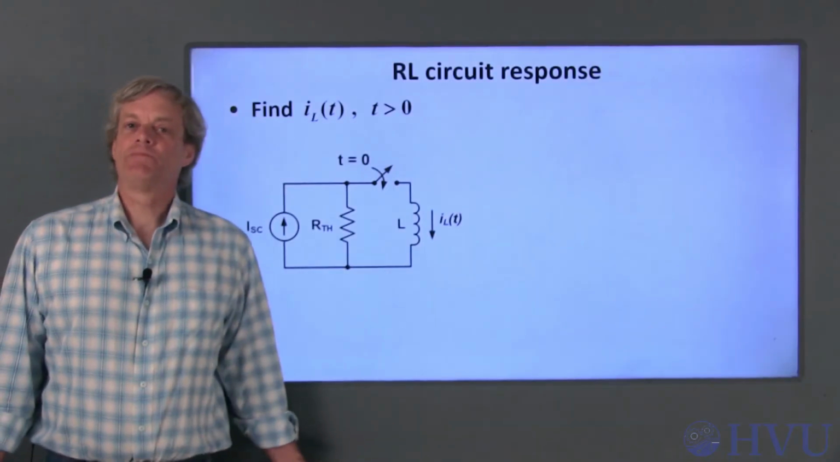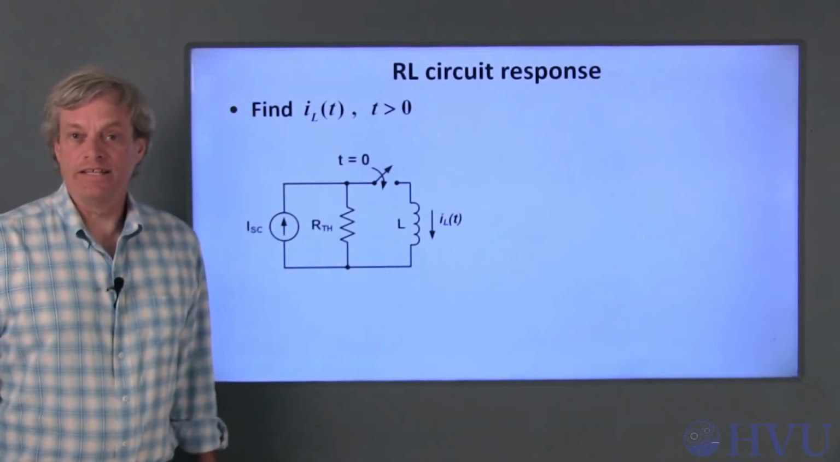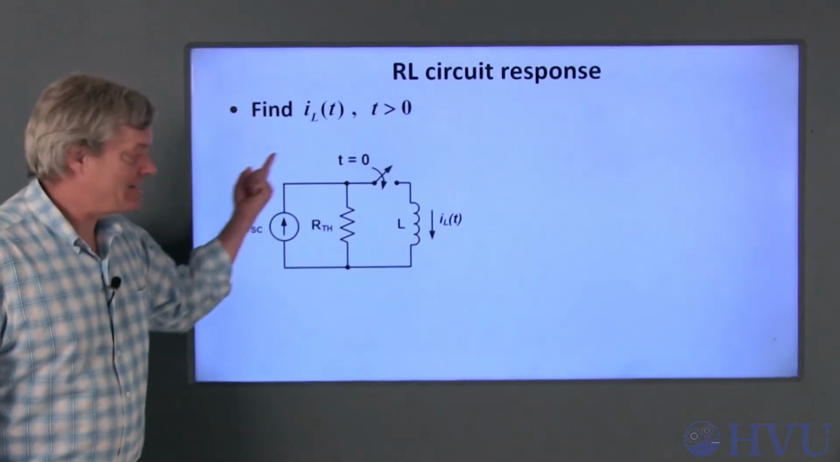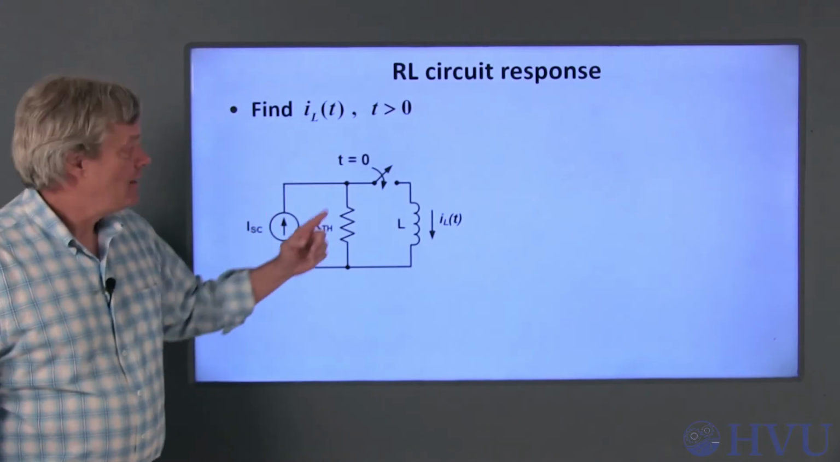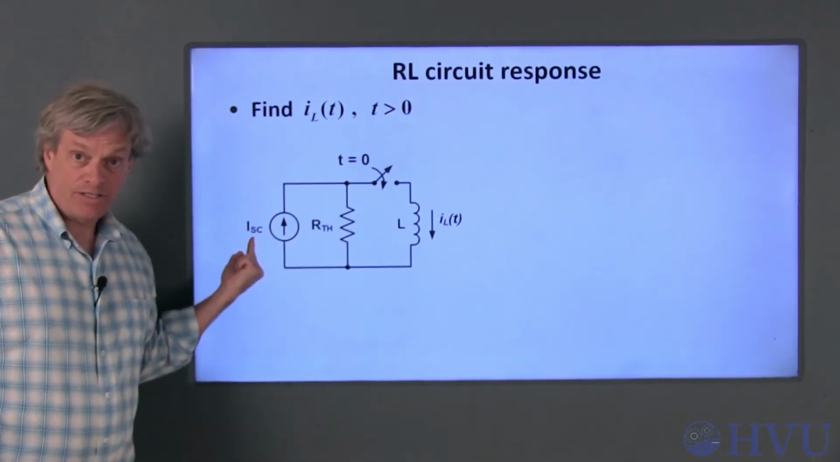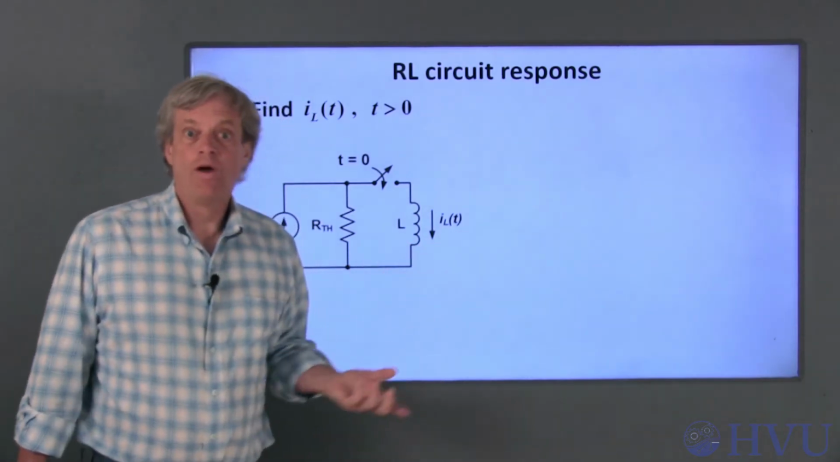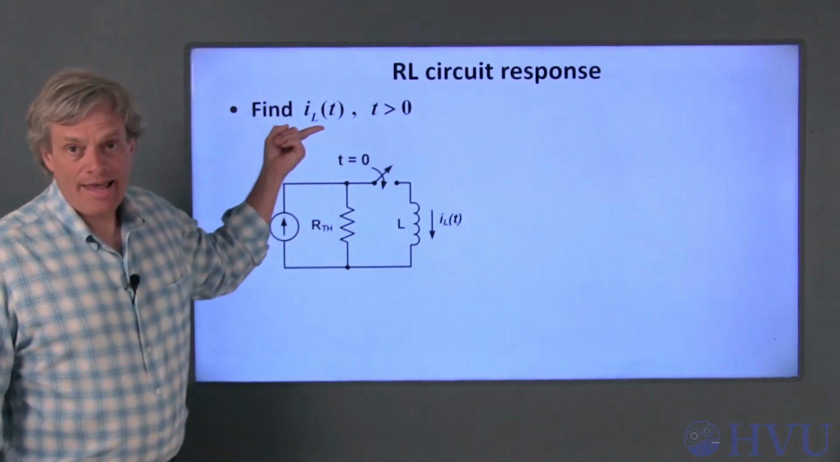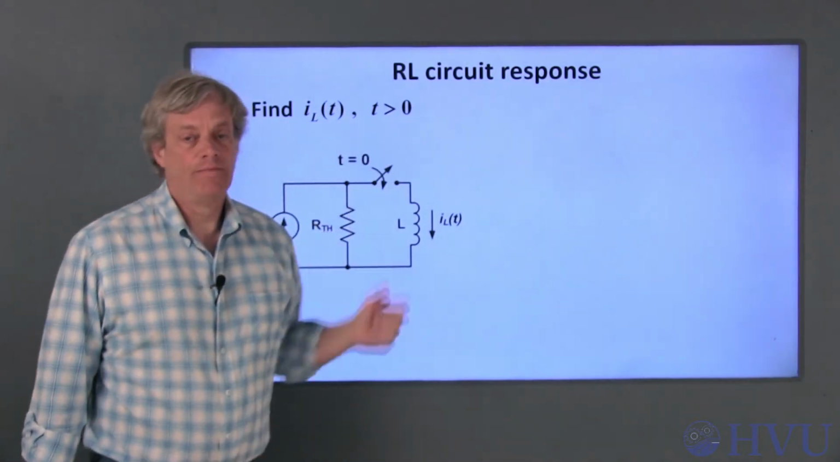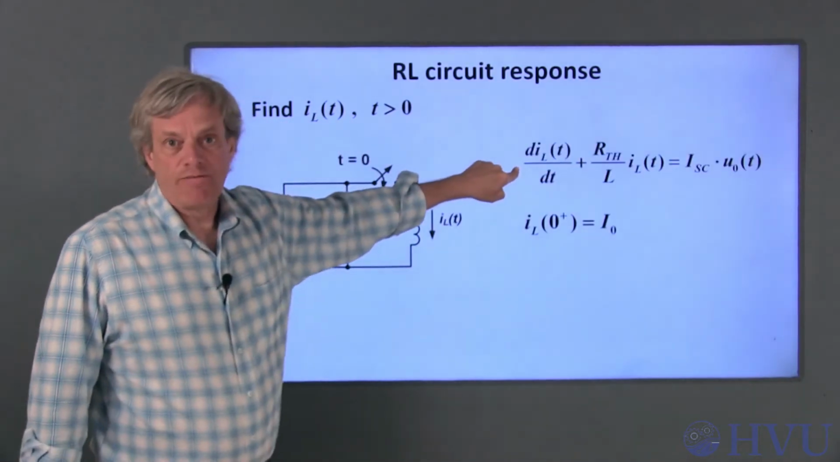Now let's determine the response of an RL circuit to a constant input. In this case, I'll represent the circuit connected to the inductor as its Norton equivalent circuit. The switch here closes at time equal to 0, connecting the constant current source to the inductor. We want to find the inductor current, IL of t, as a function of time for all times greater than 0. This is the differential equation governing the circuit.